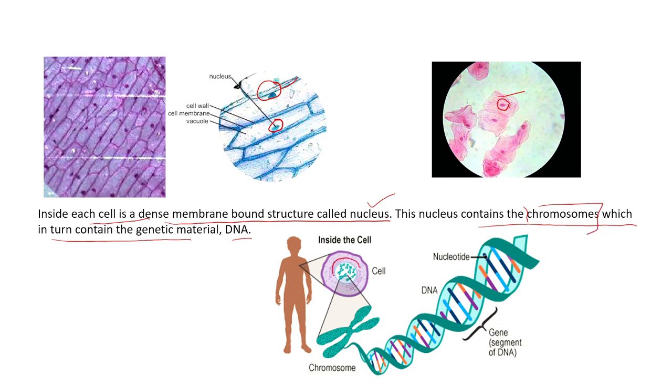So here in this figure you can see this is the nucleus, and inside the nucleus you can see a green thread-like component, like you are watching this one. This is a chromosome. And if you study a smaller part of this chromosome, you can call it DNA. And if you further study a smaller segment, that is called a gene.